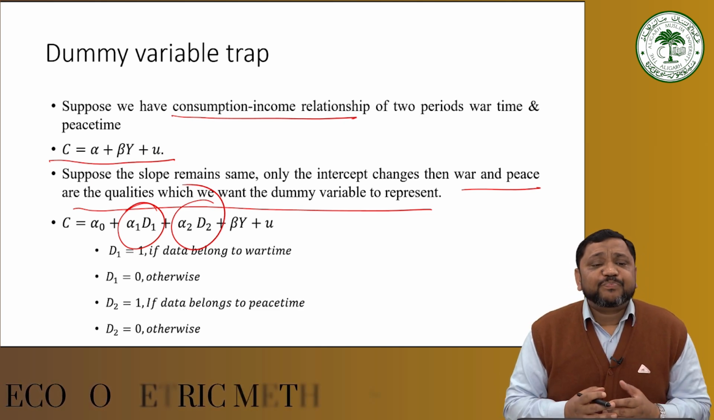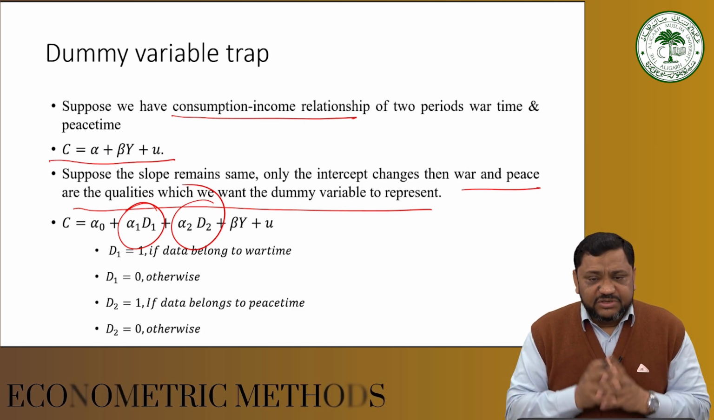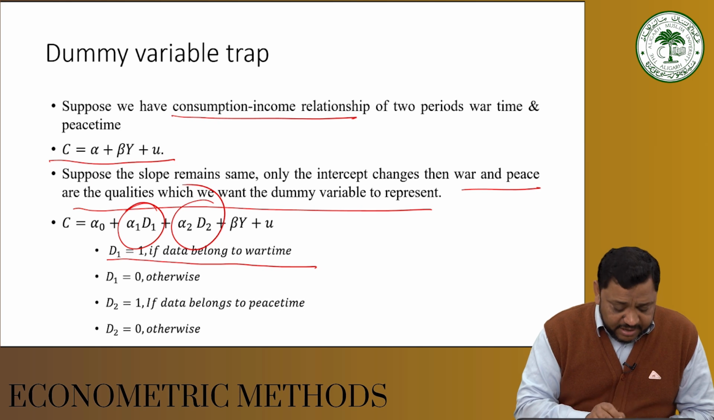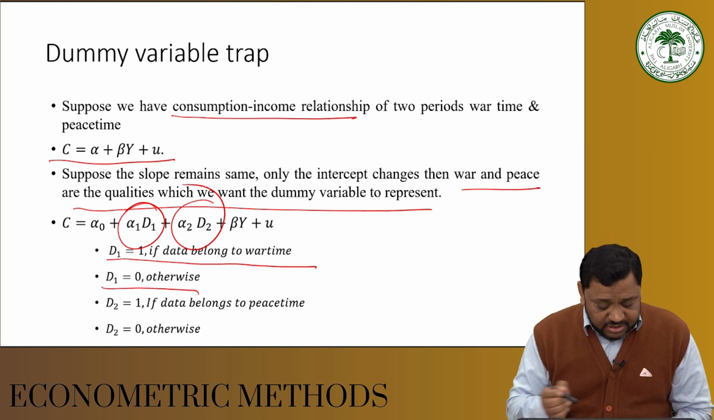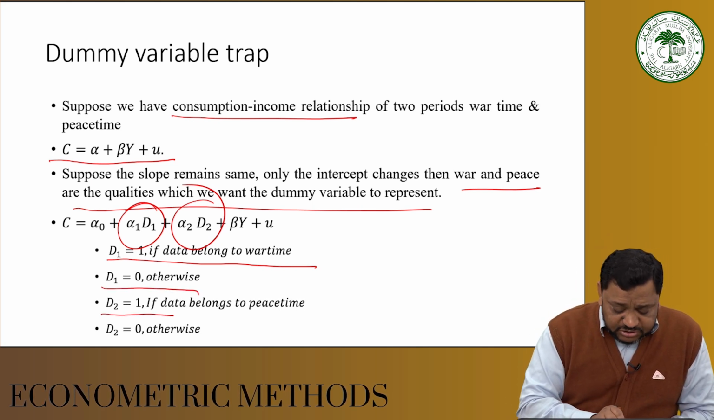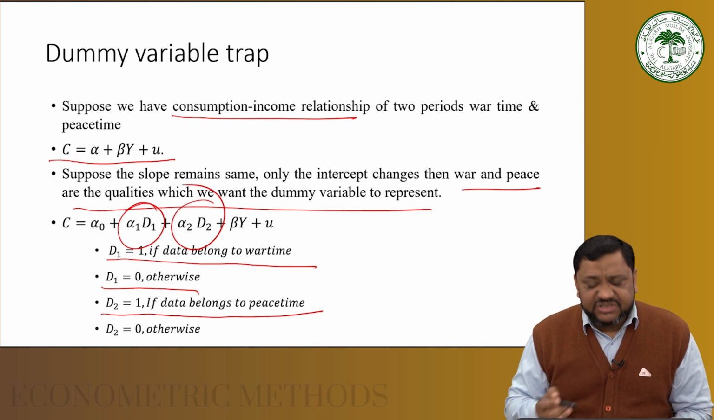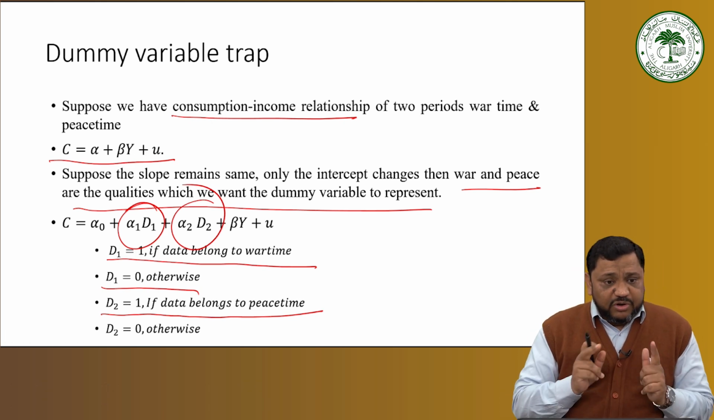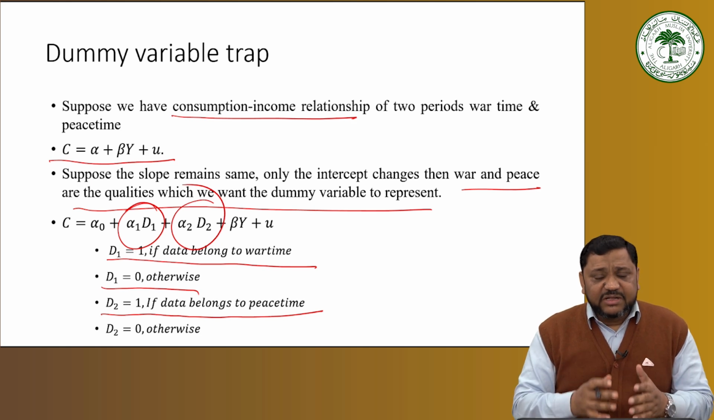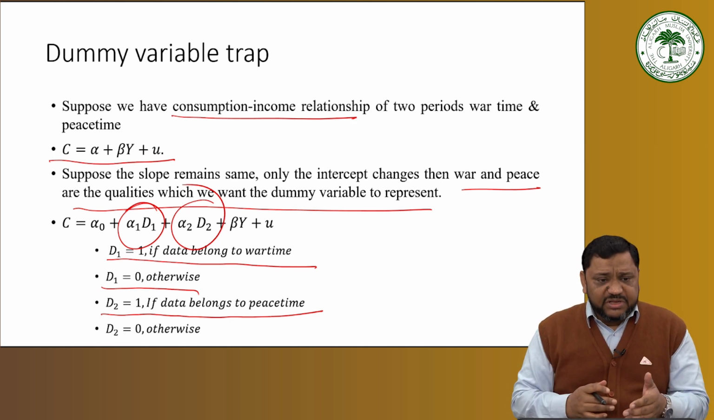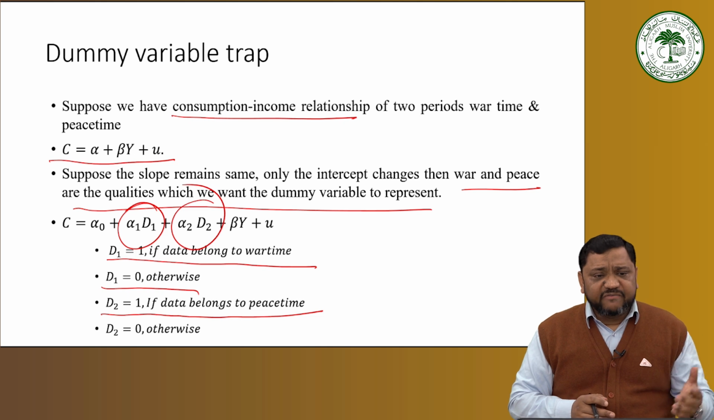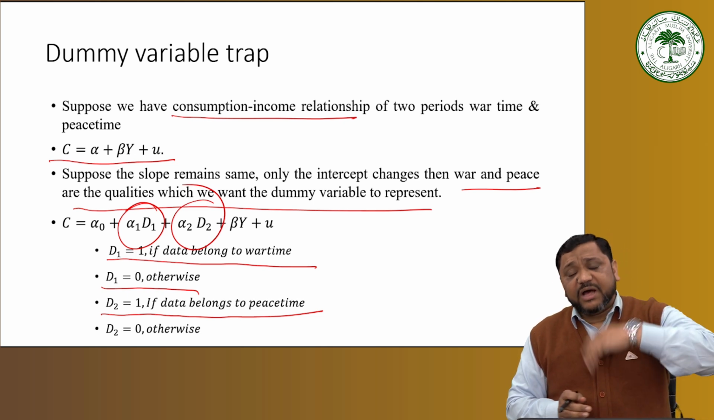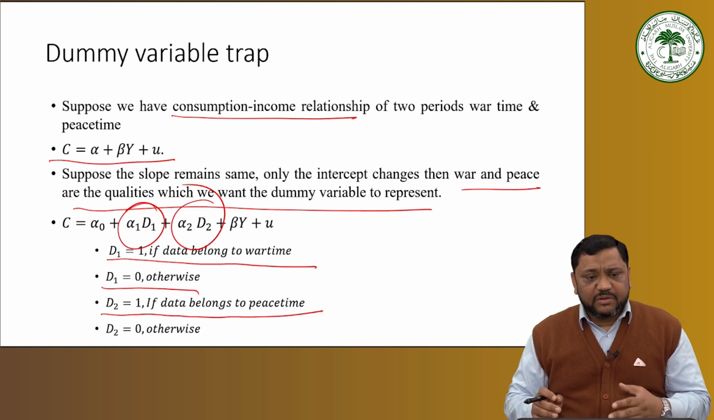But herein, we are creating two different dummies for two categories. So D1 is equal to 1 if the data belongs to war time, and D1 is equal to 0 otherwise. And D2 is equal to 1 if the data belongs to peace time, and D2 is equal to 0 otherwise. So what we have done, we are studying the impact of war and peace on consumption, and we have taken a dummy for war, and also created another dummy for the peace time.